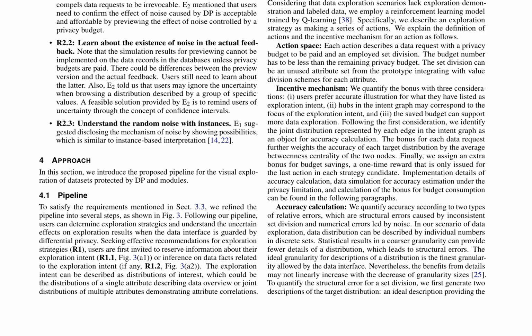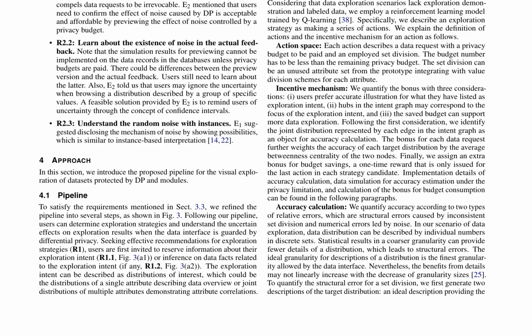The accuracy calculation is based on two types of relative errors: structural errors caused by inconsistent set division and numerical errors led by noise. The model quantifies accuracy according to these errors and assigns a bonus for budget savings. The implementation details of accuracy calculation, data simulation for accuracy estimation under the privacy limitation, and calculation of the bonus for budget consumption are provided.